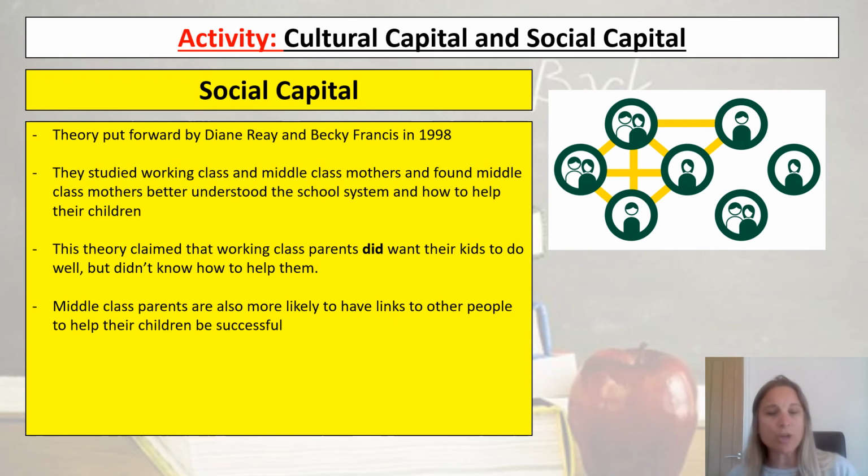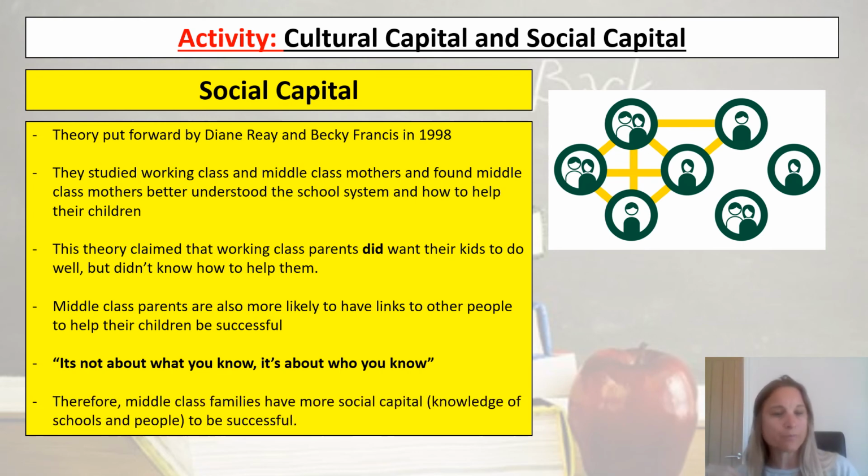So the social circles that middle class parents hang out in, if you like, also understand school, and they can have conversations together on how best to help their children. It's this idea that it's not about what you know, it's about who you know. So therefore, middle class families, as well as having more cultural capital, they've also got, Diane Ray and Becky Francis say, more social capital and know more about how to be successful.